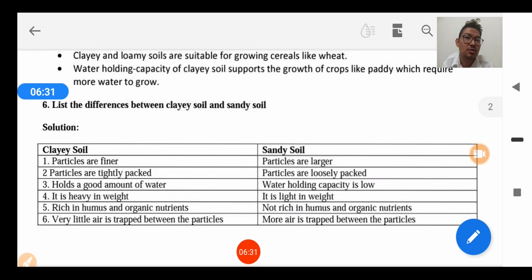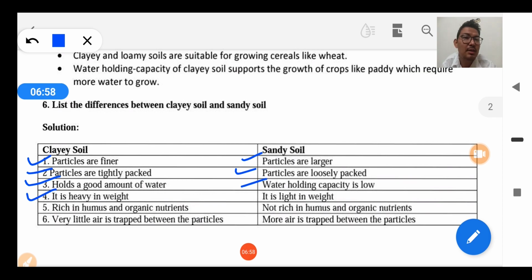The next question is to differentiate between clay and sandy soil. It's very easy. In clay soils, the particles are finer. In sandy soil, particles are larger. Clay soil particles are tightly packed, and sandy soil particles are loosely packed. In clay soil, the water holding capacity is very good. In sandy soil, water holding capacity is very low.